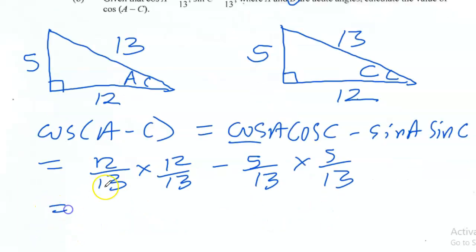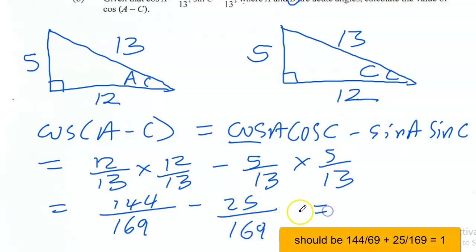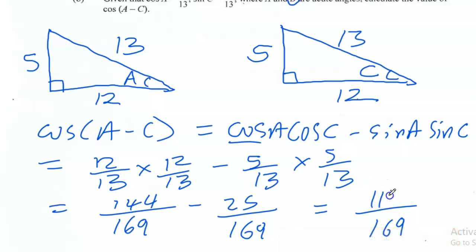So therefore what we have here is 12 times 12, that's 144, upon 13 times 13, 169, plus 5 times 5, that's 25, upon 13 times 13, 169. So our answer would be 144 minus 25. That's 119. Let's move on to the final section.